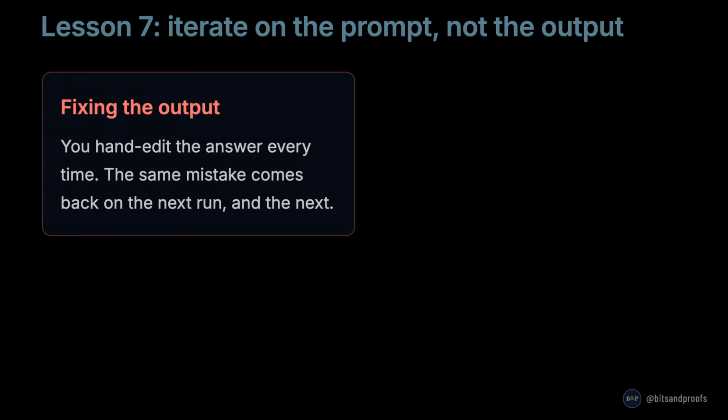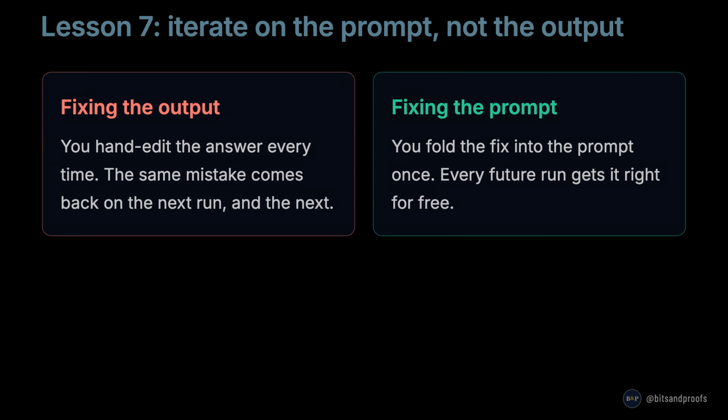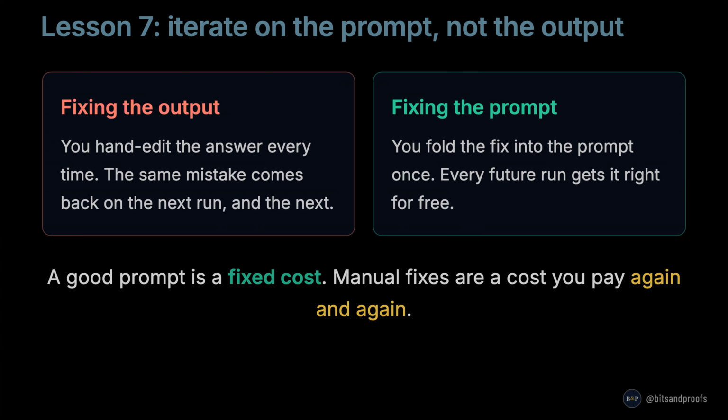Lesson 7, and maybe the most important one, iterate on the prompt, not the output. It is tempting to just hand edit the answer when it comes out wrong. But the same mistake comes right back on the next run and the run after that. You are paying that fix over and over. Instead, fold the fix into the prompt itself once. Then every future run gets it right for free. That is the whole mindset. A good prompt is a fixed cost. You pay it once. Manual fixes are a recurring cost you pay again and again.